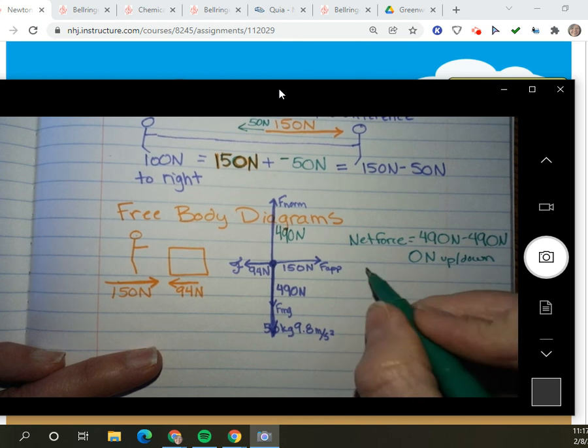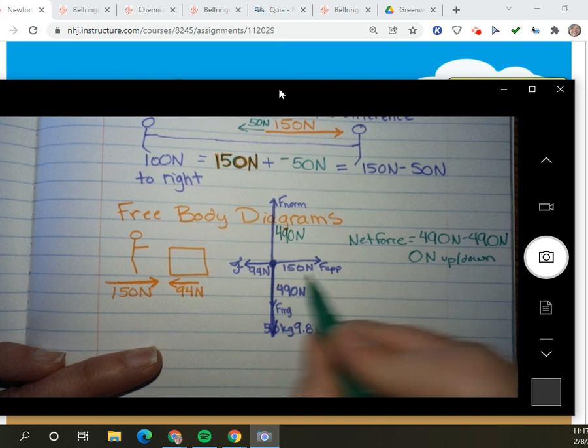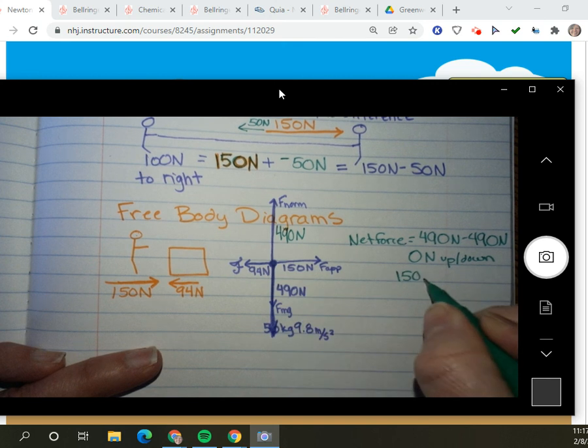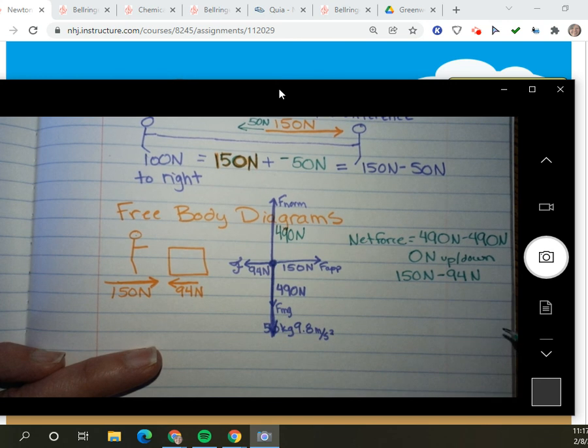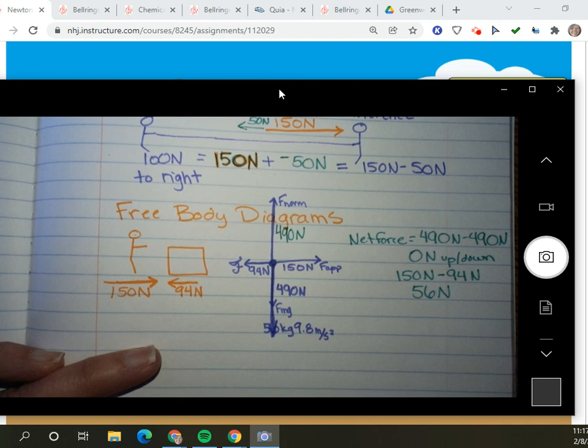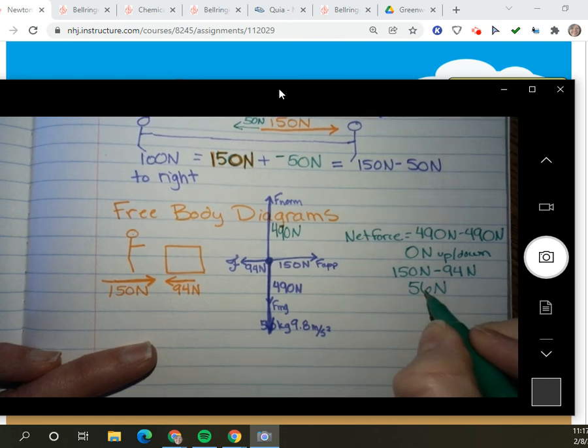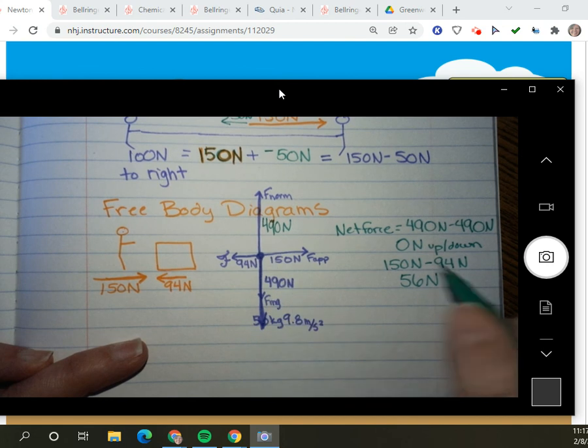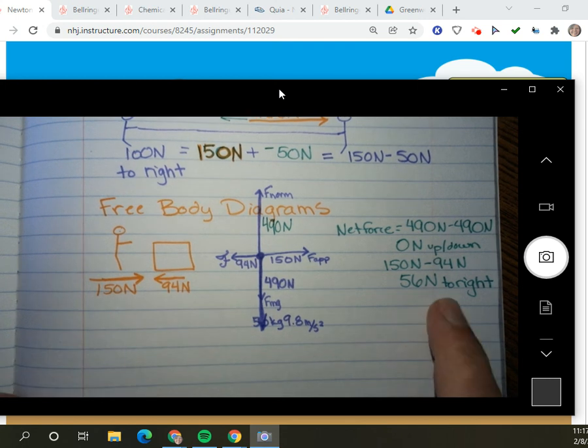What about the sideways? 150 was our positive number, minus 94, 56. What direction? To the right. And we know that 56 ends up being a positive number. So that positive number tells us that we're going to be to the right, because we set it up that to the right was going to be positive for the most part.